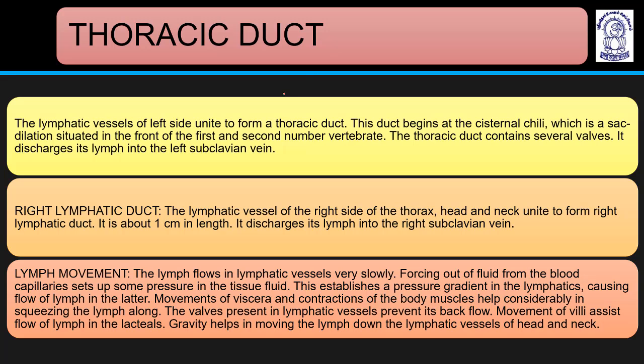Thoracic duct. The lymphatic vessels on the left side unite to form the thoracic duct. The duct begins at the cisterna chyli, which is a sac-like dilation situated in front of the first and second lumbar vertebrae.